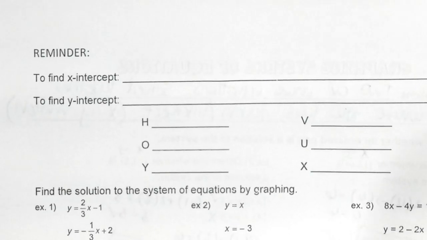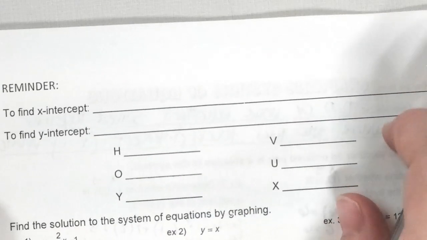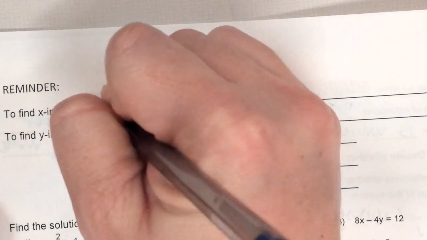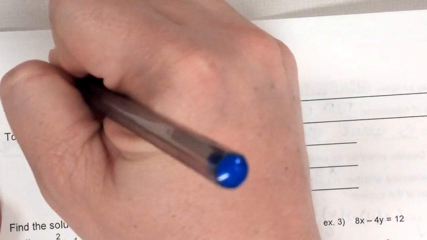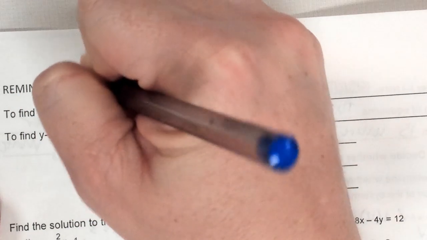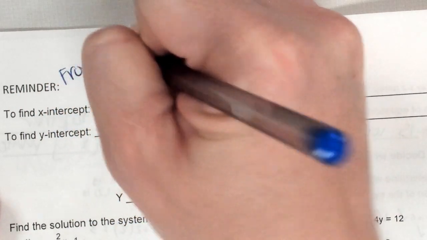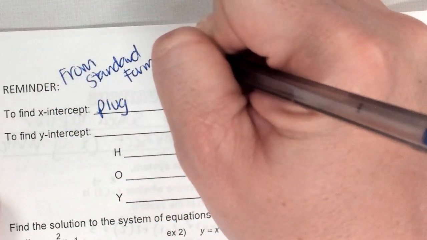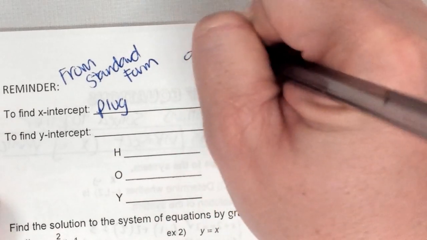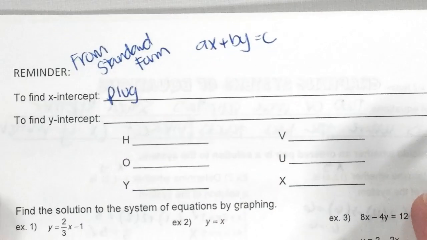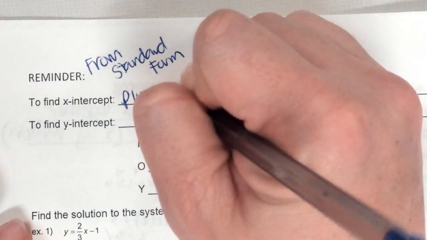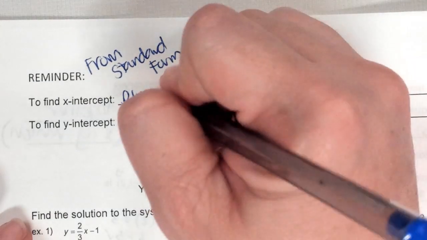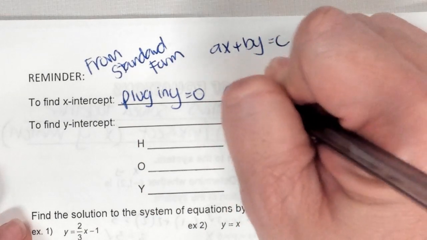Just a reminder, these are reminders to find the x-intercept when it's in standard form, y'all. So when x and y are on the same side, this is what you do. Plug in y equals 0, plug in y equals 0, and solve.